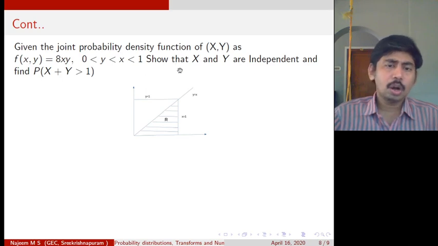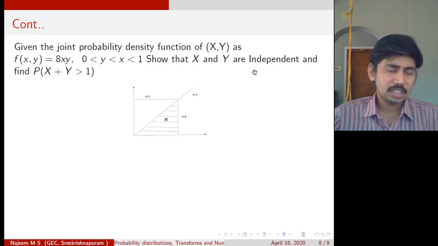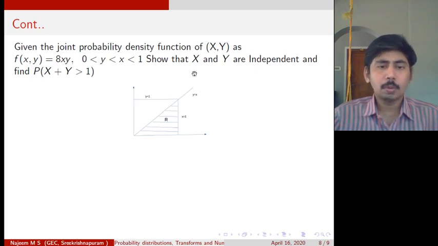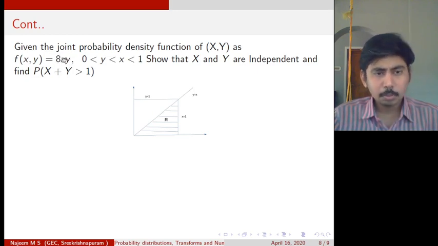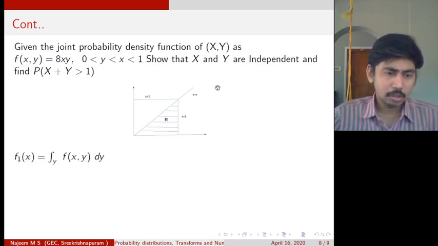Then to attack the first question, we need to check whether x and y are independent. For checking whether x and y are independent, we need to calculate marginals. How to calculate marginals? We need to calculate the marginal of x. In order to calculate the marginal of x, we need to integrate this function with respect to y. Okay, let's calculate the marginal f1 of x.